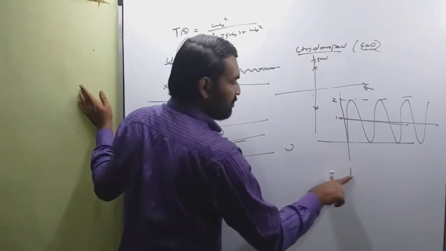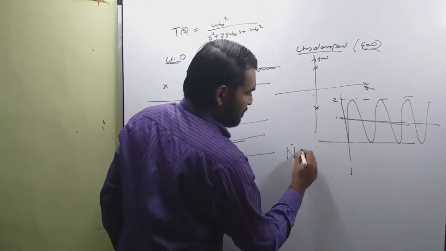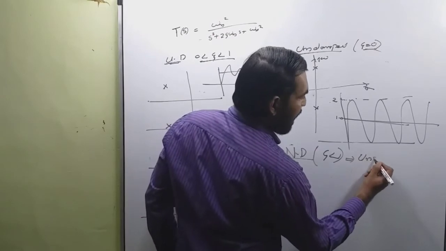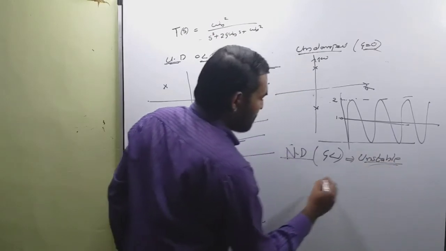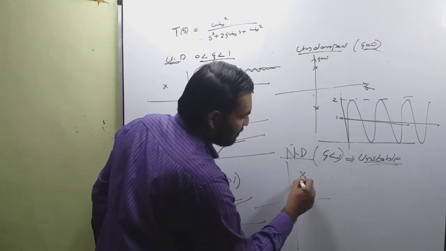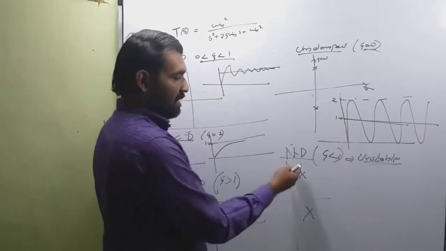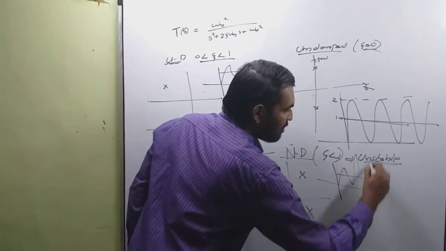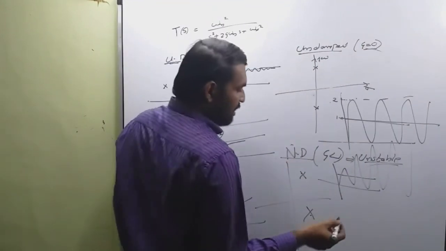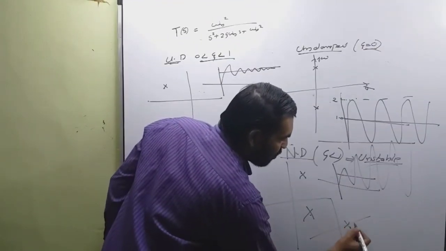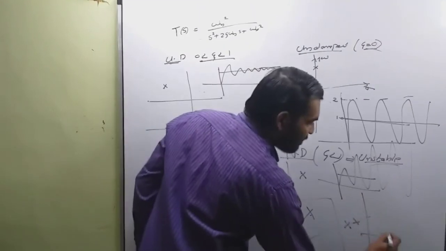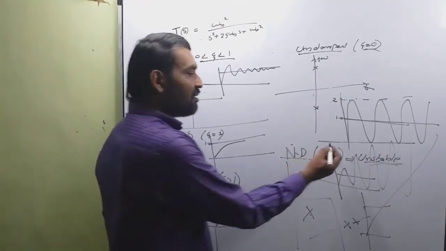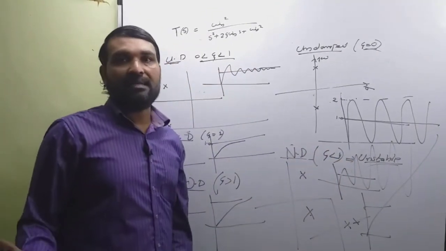Then for negatively damped, theta is less than 0. The system is always unstable. Then the poles will lie in the positive RHS of the S-plane. So this is the nature of the poles. Then the response goes on increasing. And if this is the location of poles, positive real axis, then the response will go to infinity and the system becomes unstable. For the negatively damped case, the system is always unstable.